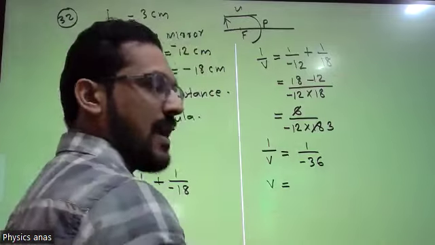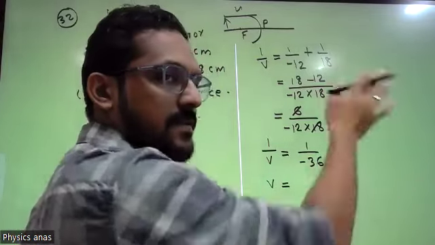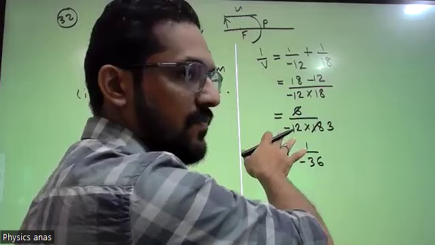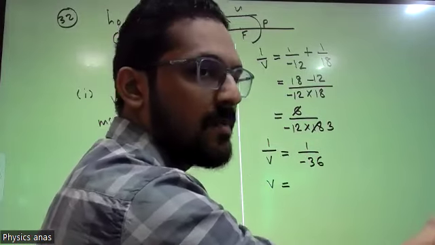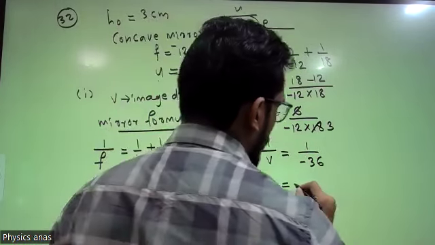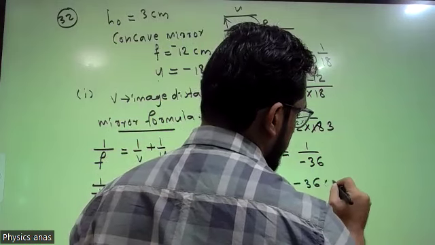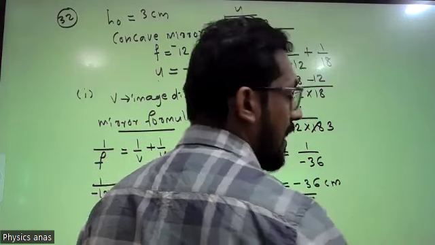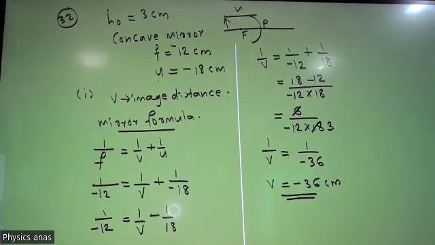Just take the reciprocal. You are taking the reciprocal, you will get v here, and the other side will be minus. Okay. So the value is minus 36 centimeter. You have the value of v as minus 36 centimeter.